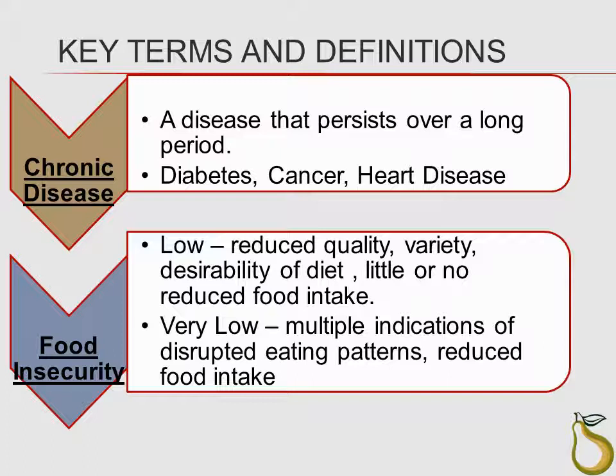The United States Department of Agriculture, USDA, defines food insecurity within two definitions. Low food security is defined as reports of reduced quality, variety, or desirability of diet, with little or no indication of reduced food intake. Very low food security is defined as reports of multiple indications of disrupted eating patterns and reduced food intake.